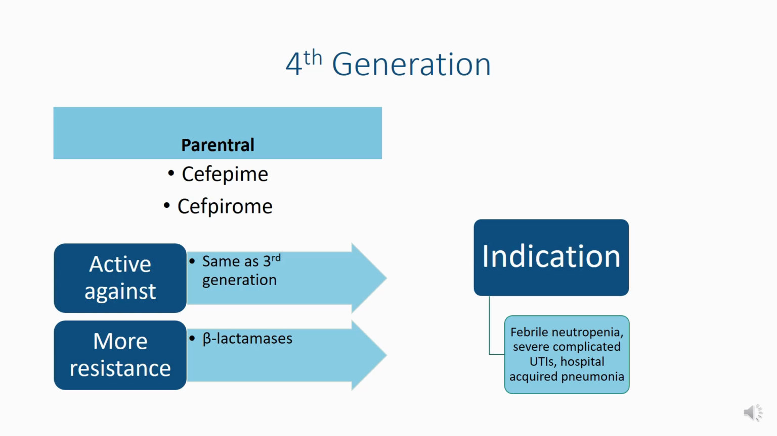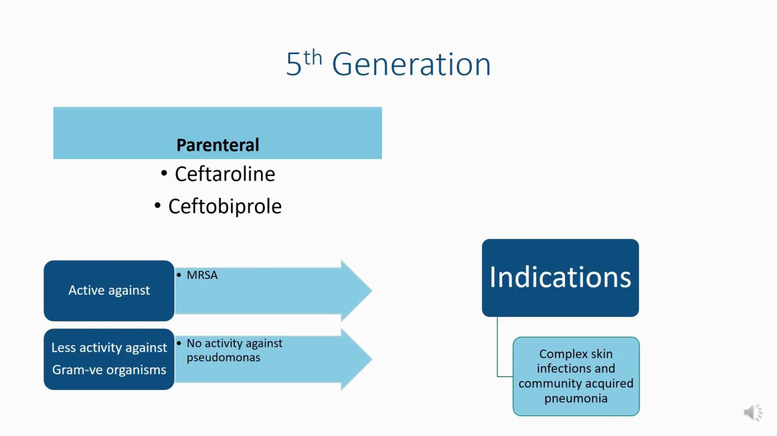Fourth-generation parenteral drugs include cefepime and cefpirome, active against the same organisms as the third generation and showing more resistance to beta-lactamases. Indications include febrile neutropenia, severe complicated UTIs, hospital-acquired pneumonia. Fifth-generation parenteral drugs are ceftaroline and ceftobiprole. They are active against methicillin-resistant Staphylococcus aureus and have less activity against gram-negative organisms. Indications include complex skin infection and community-acquired pneumonia.